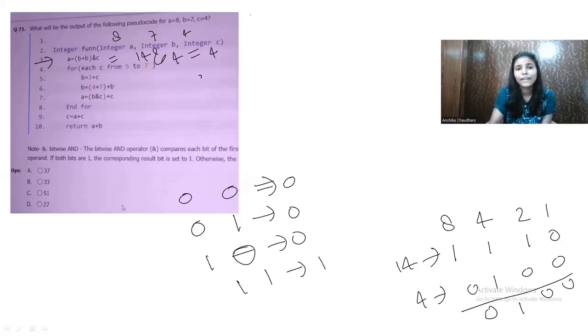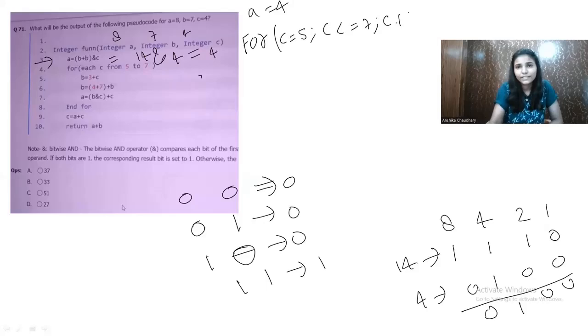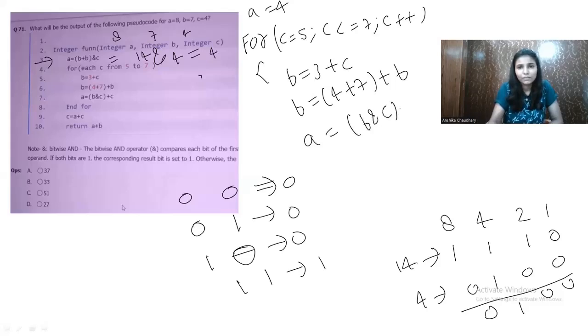So this time A has value 4 from this line. Now there is a loop, and the loop is for each C from 5 to 7. The first time the C value is 5, and C goes up to 7 with C plus plus, right? In the for loop, we do 3 plus C, then we again update the value of B by performing this operation, and then A is assigned B and C plus C, right? And here is the end of the for loop. So first of all, let me make some space for you.